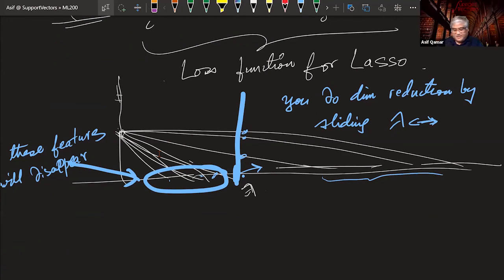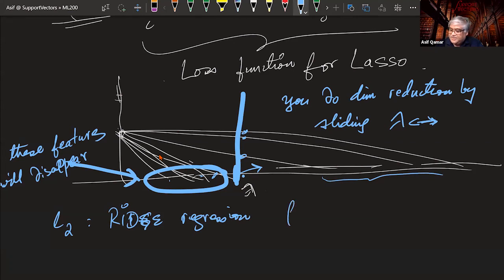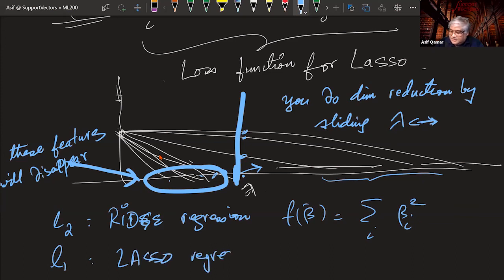You have dimensionality reduction. So we learned two methods. L2, which is more common, is ridge regression. It has been practiced for many years. Here the constraint surface is the sum over beta i squared. L1 is lasso regression, where the constraint is the sum over the absolute values of beta i. Remember Manhattan distance, the unit circle of Manhattan distance.